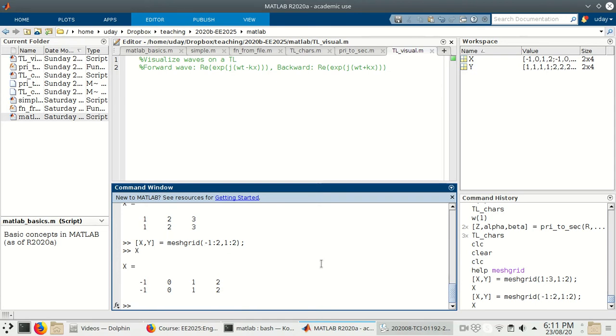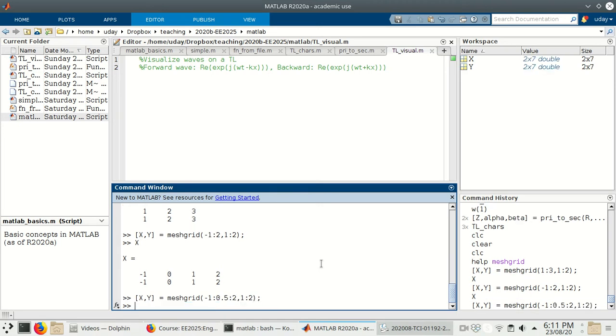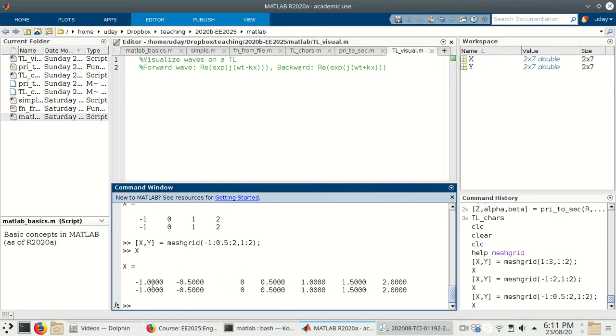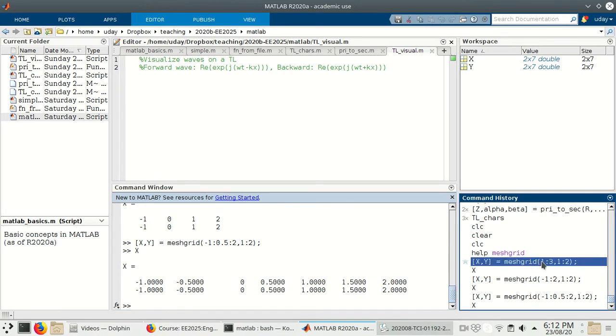The starting points and the ending points need not be integers, as we have seen before. If I wanted a finer gradation, I can do something like this. Now x is going to be of length 7 because there are values at every half integer. Now let's go back to our original specification, which was this. I have it in the command history, which is convenient.